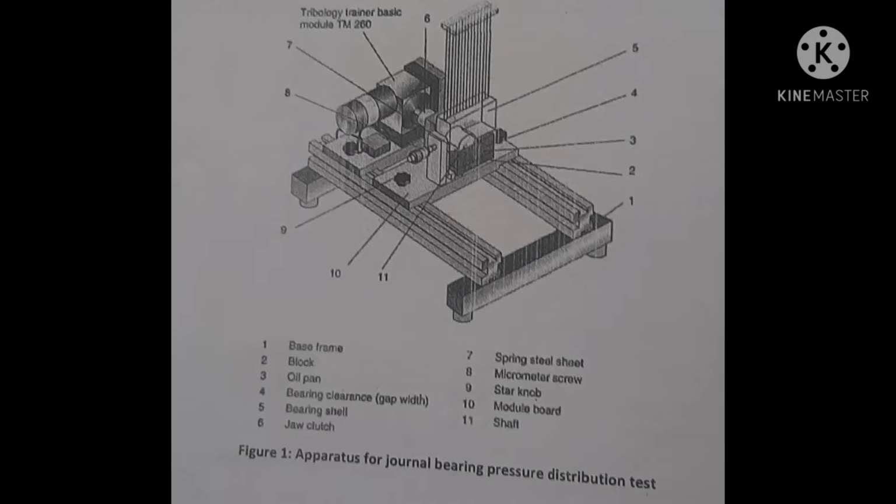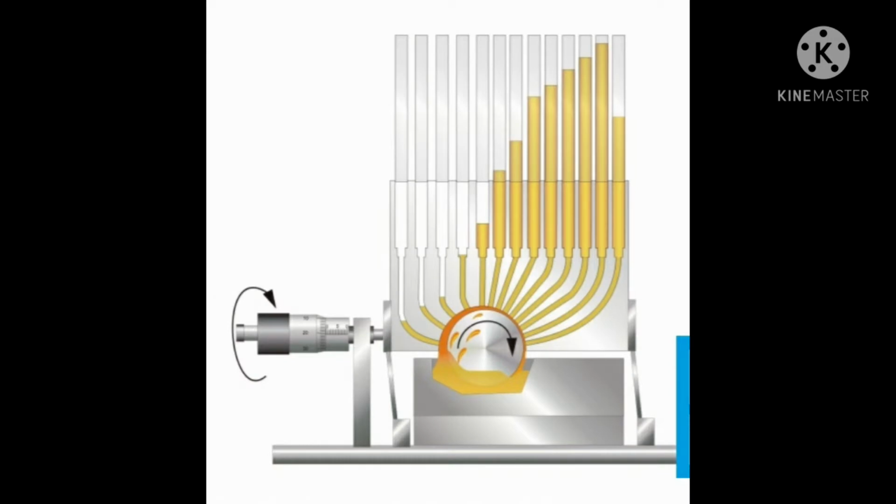We make an eccentric shift. Then we rotate the journal at different RPM and we will obtain pressure across the circumference of the journal. Here we measure the oil pressure, right? Oil pressure at different angles, right?